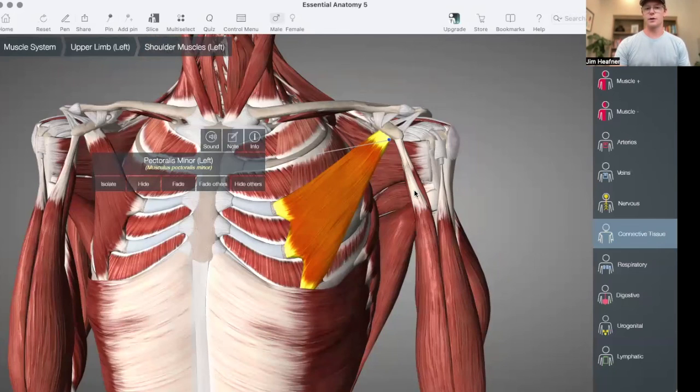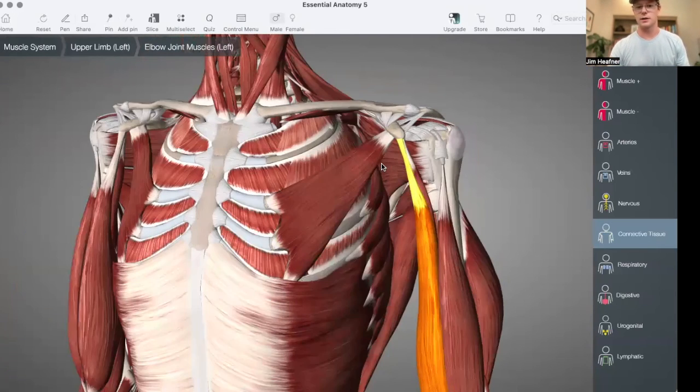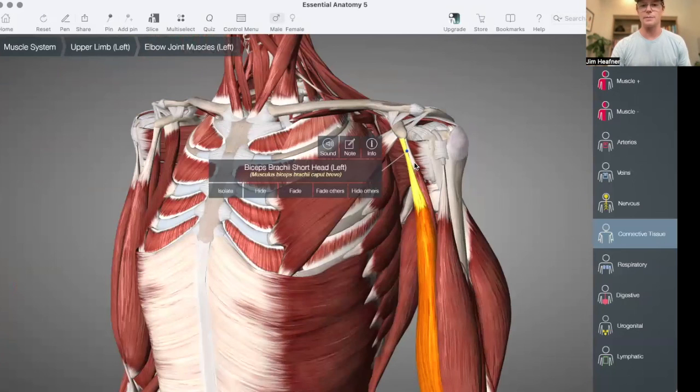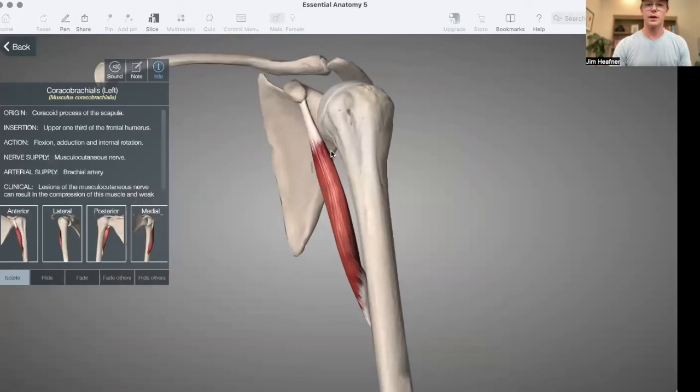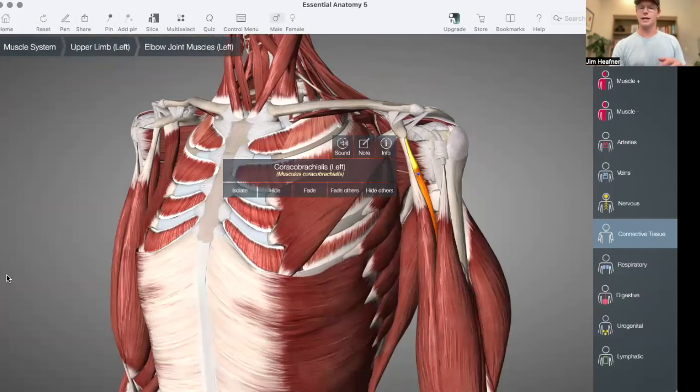Real quick, I want to show you the short head of the bicep, which comes up to the coracoid process. And then if we go right behind that, you can see the coracobrachialis muscle. Again, both of these, the main thing I want you to think about is that they attach onto the scapula. So we often think about these as being shoulder flexors, elbow flexors.